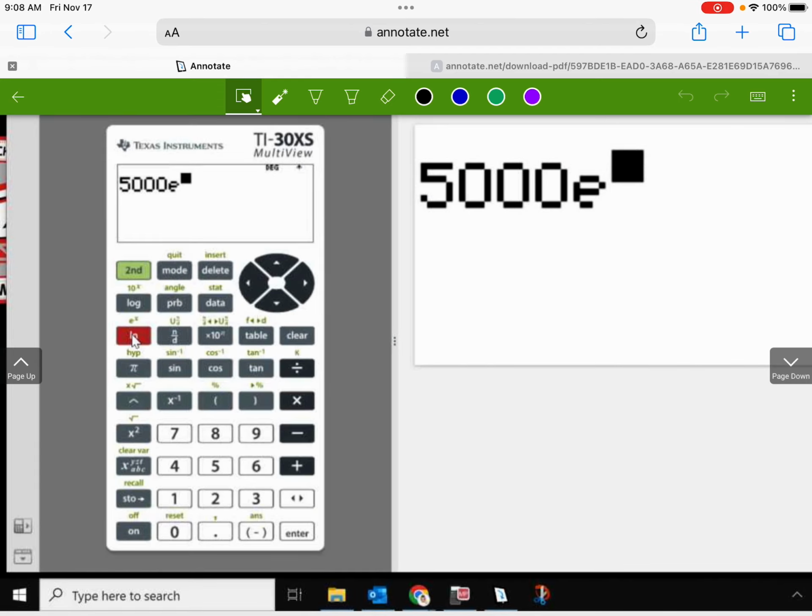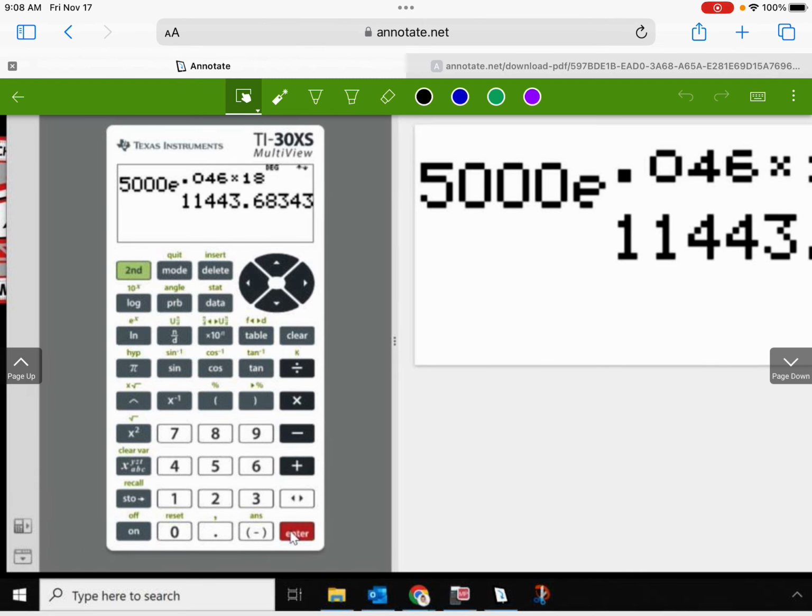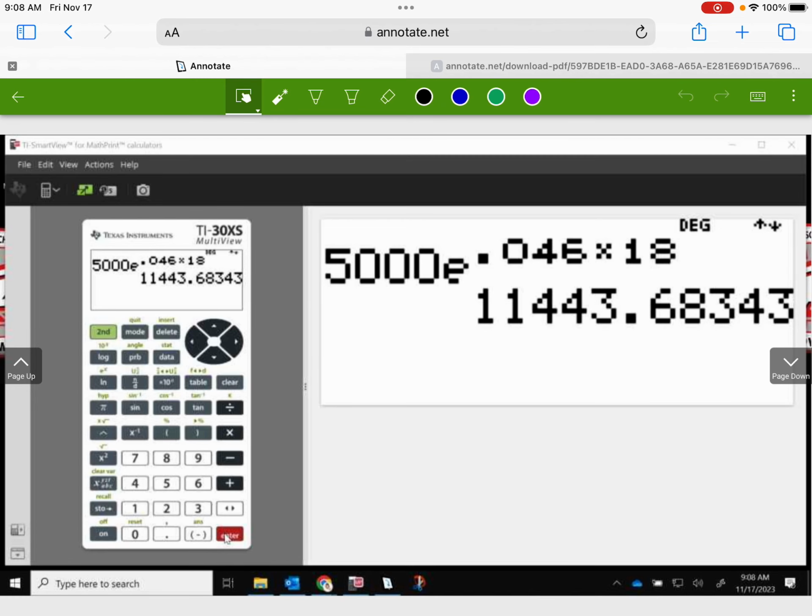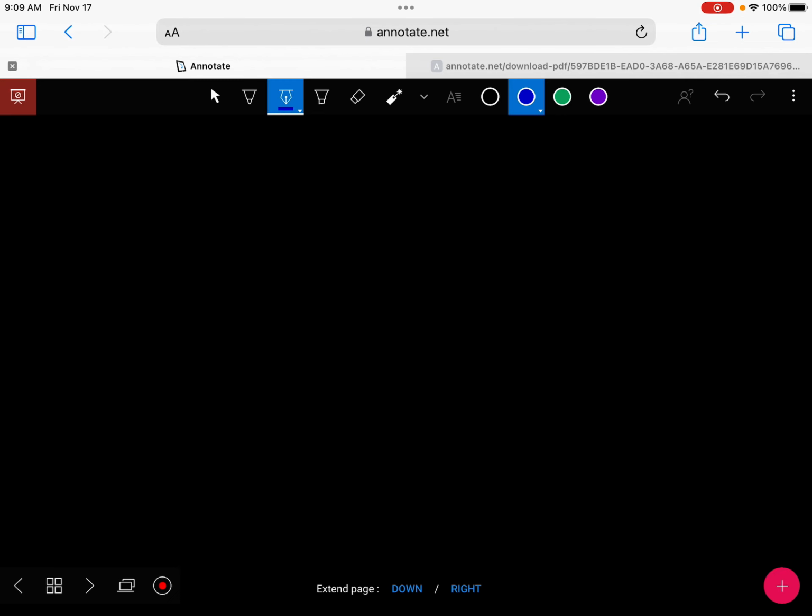And we have our 0.046 times 18. Sweet. And it is $11,443.68. So it has more than doubled.